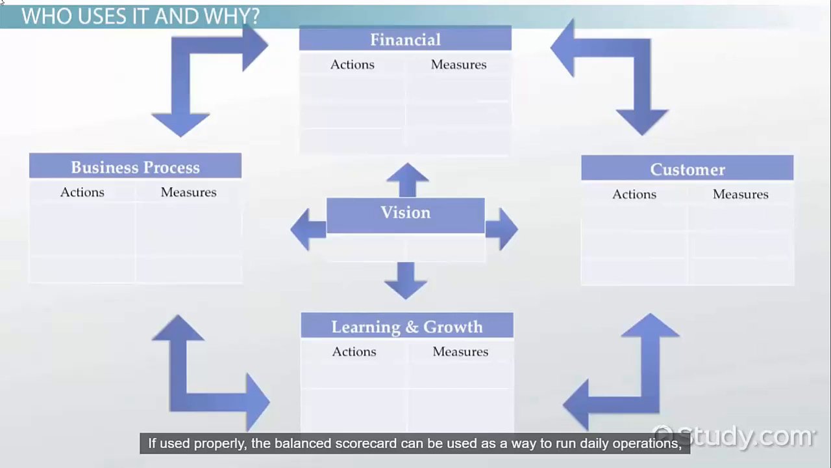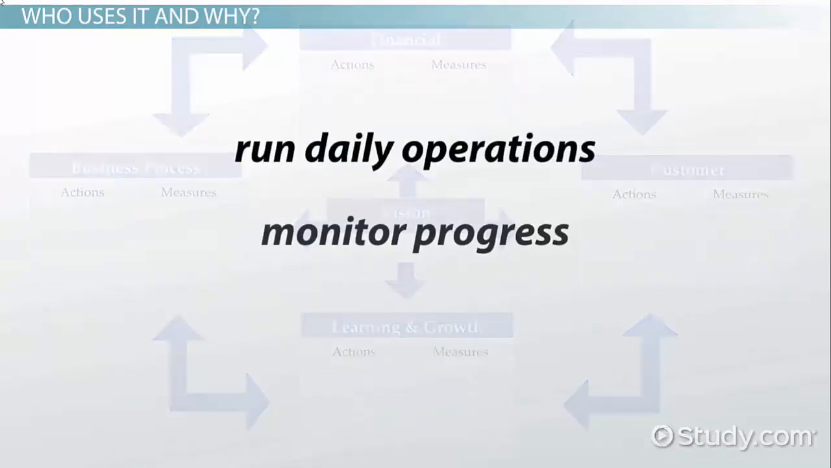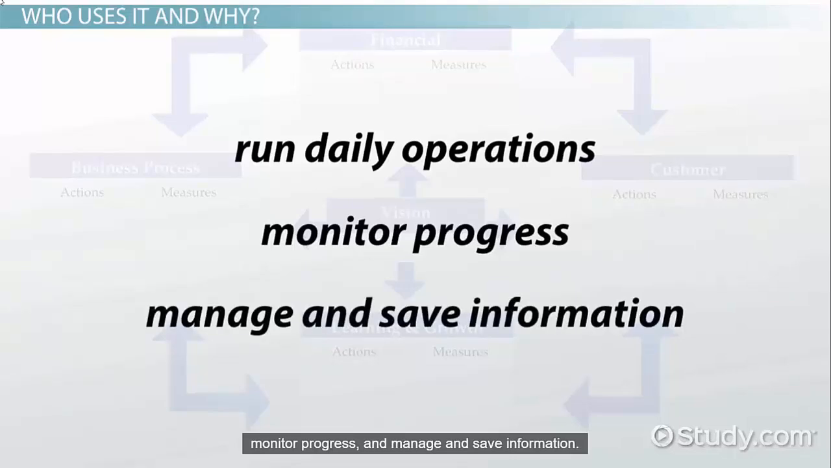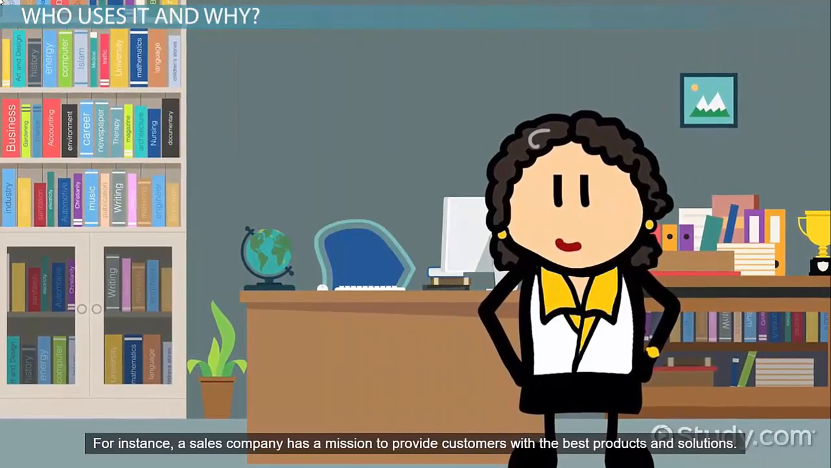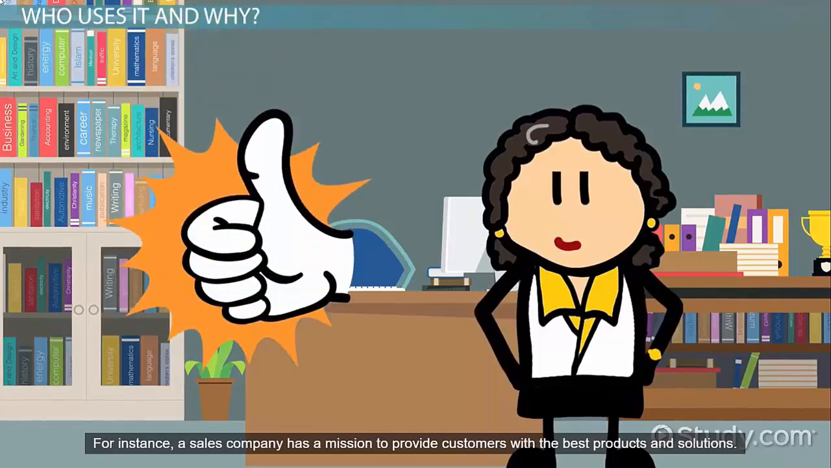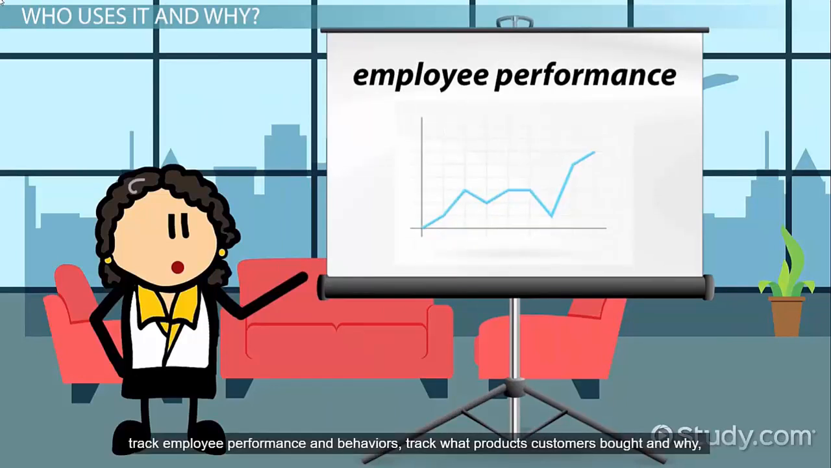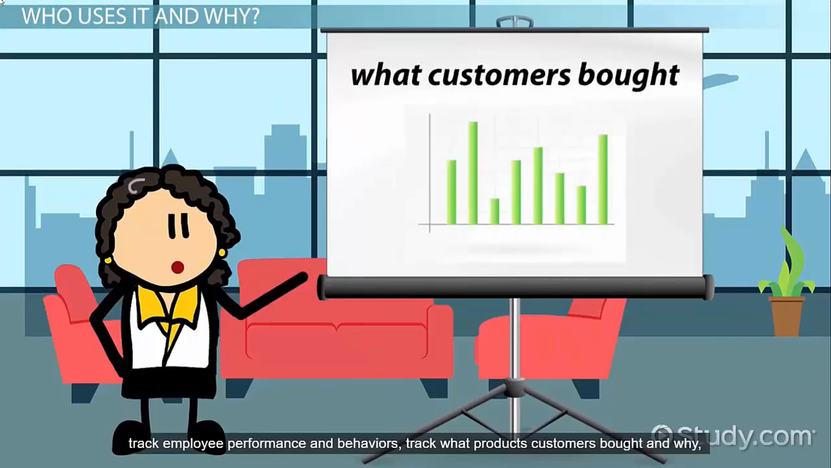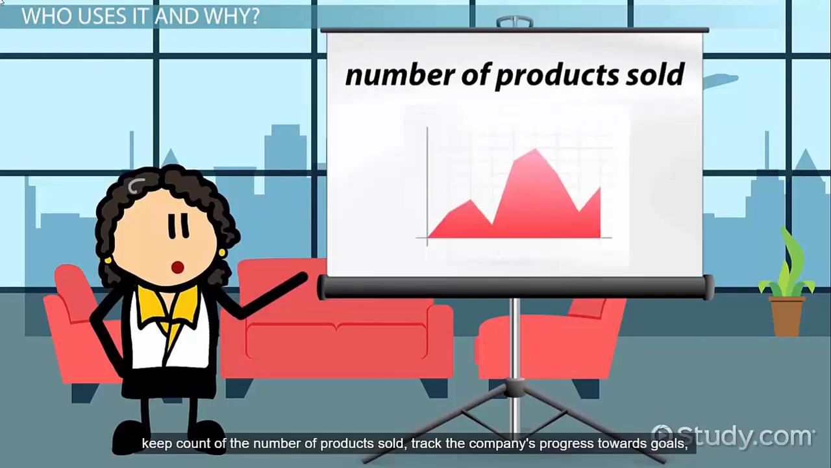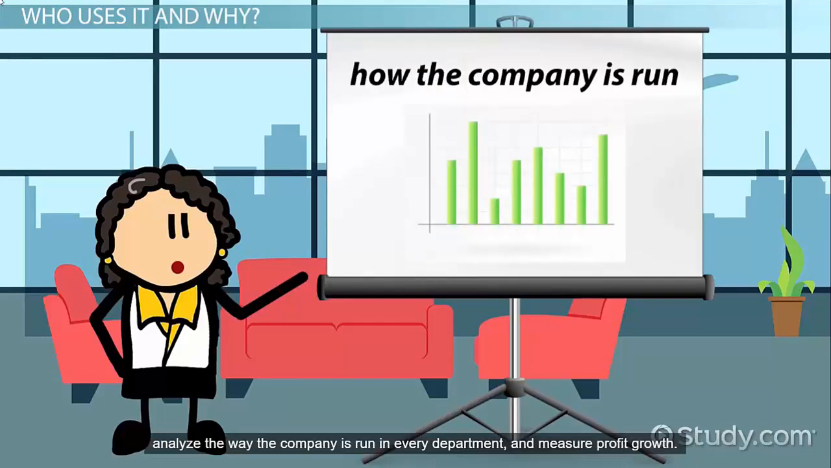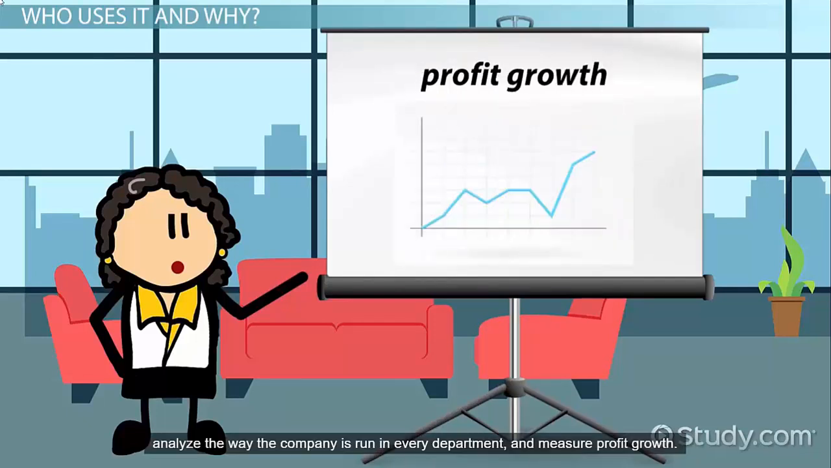If used properly, the balanced scorecard can be used as a way to run daily operations, monitor progress, and manage and save information. For instance, a sales company has a mission to provide customers with the best products and solutions. This company may use the balanced scorecard to understand customer behavior, track employee performance and behaviors, track what products customers bought and why, keep count of the number of products sold, track the company's progress towards goals, analyze the way the company is run in every department, and measure profit growth.